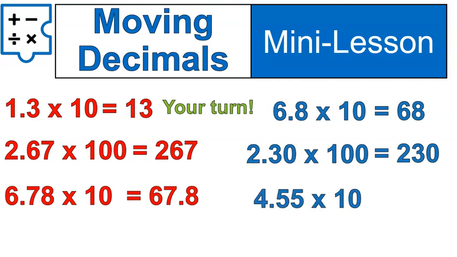In our final example, we'll just shift the decimal one place because we're just multiplying times 10. That should give us 45.5.